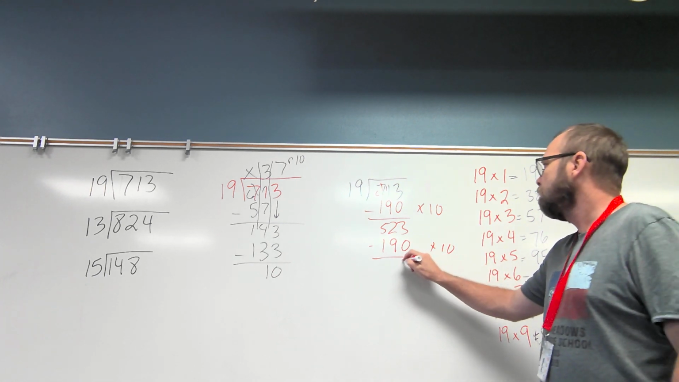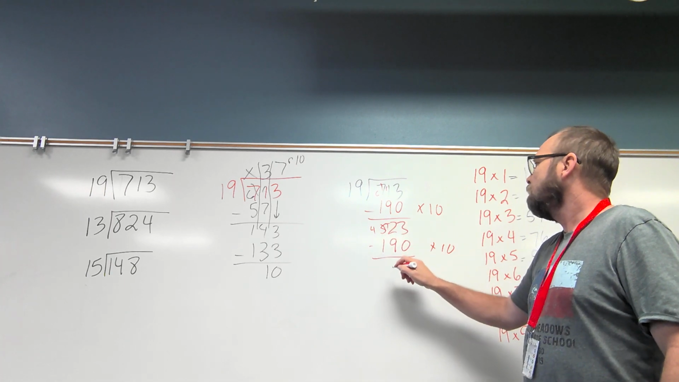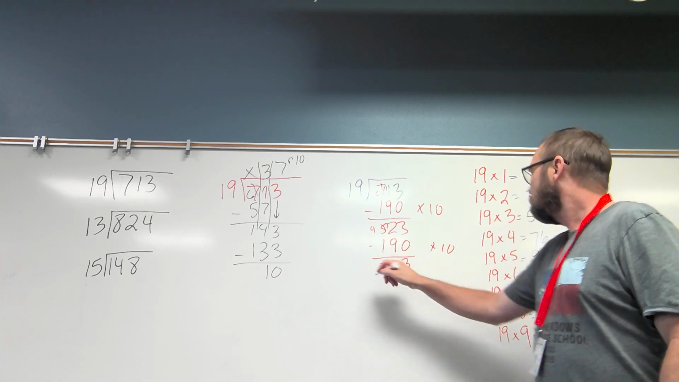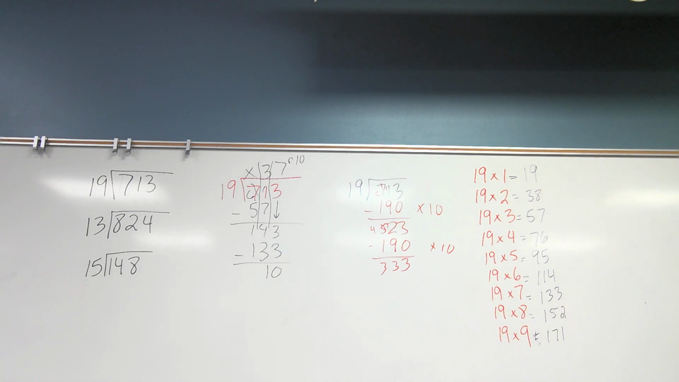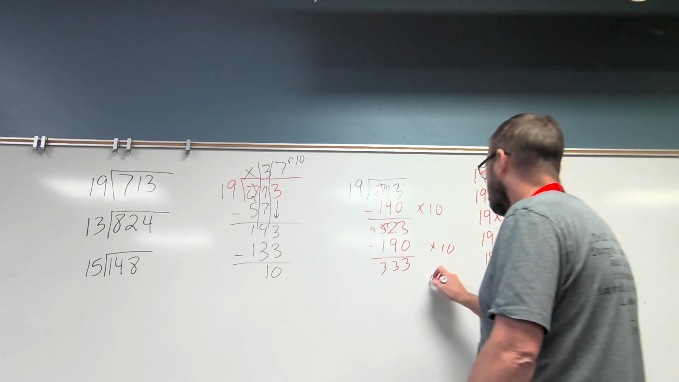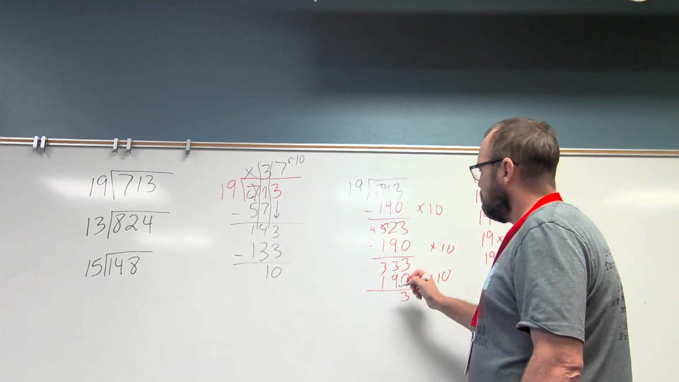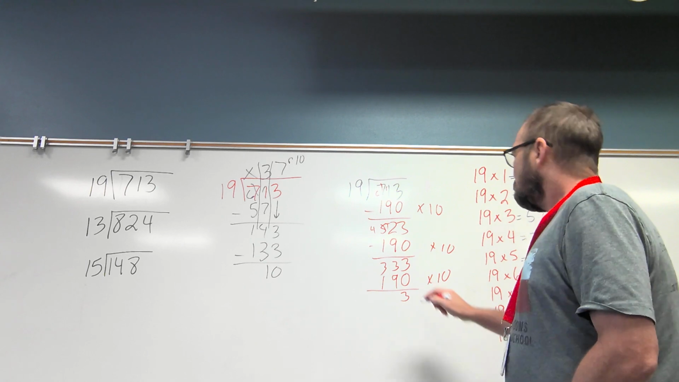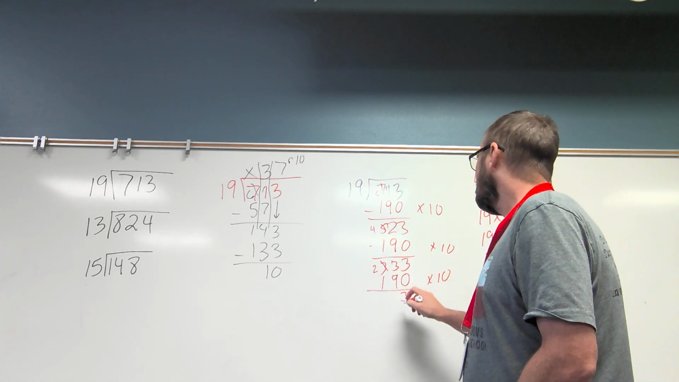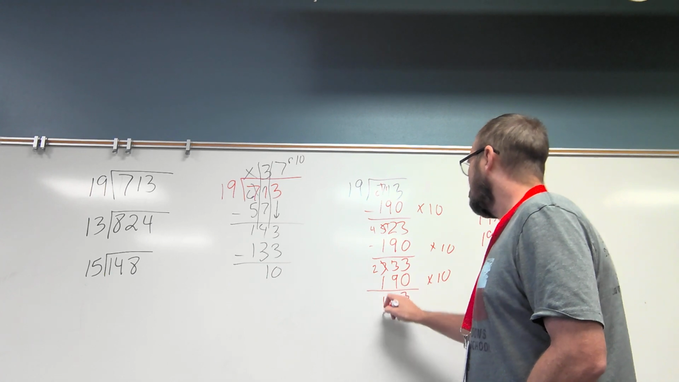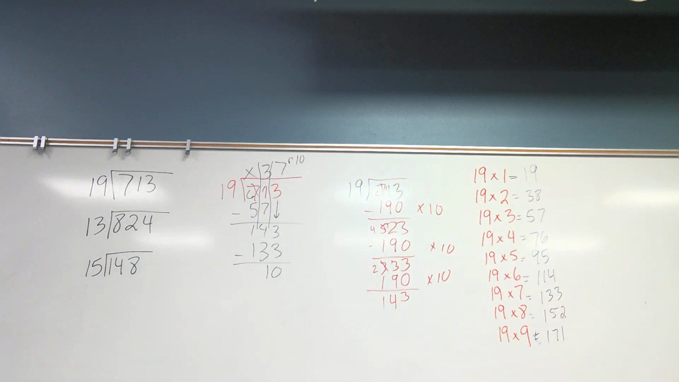Subtracting, I get 333. All right. So I can do 19 times 10 again. Subtract 190, and that would be 143. Can I do 19 times 10 again? No. Because 190 is more than 143, so I couldn't subtract 190 from 143.